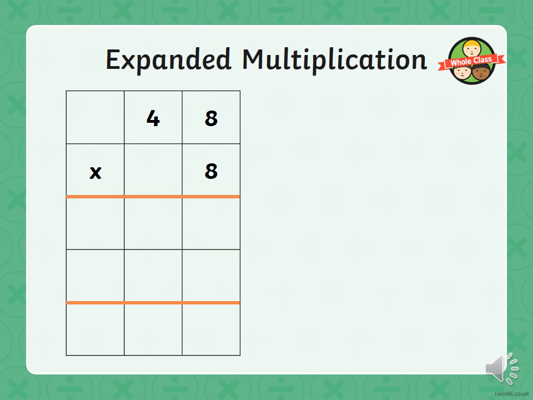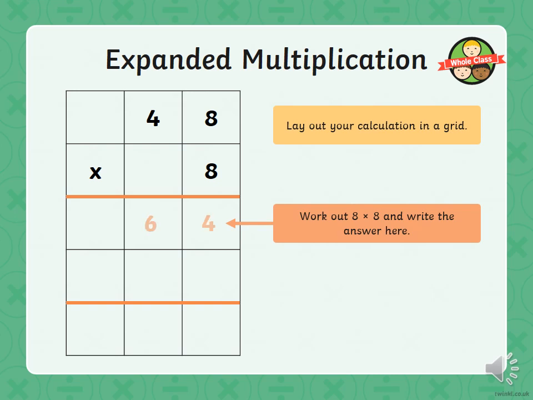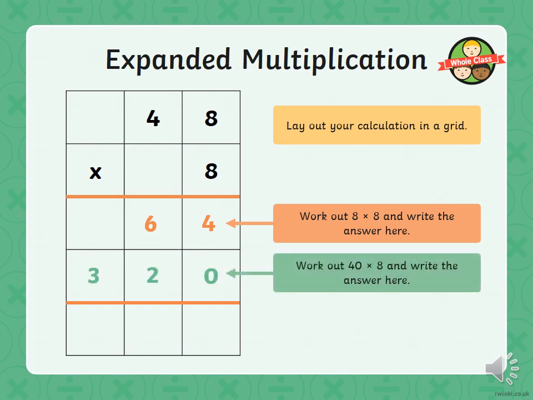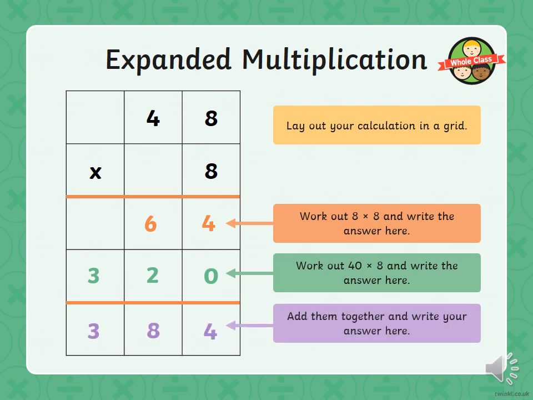So what's the first step? Laying out your calculations correctly. Then you work out the 8 times 8, which is 64. And then we work out 8 times, is it 8 times 4 or 8 times 40? Well done. It's 8 times 40 or 40 times 8. And then you write the calculations like that. And then you add them all together to get your answer.